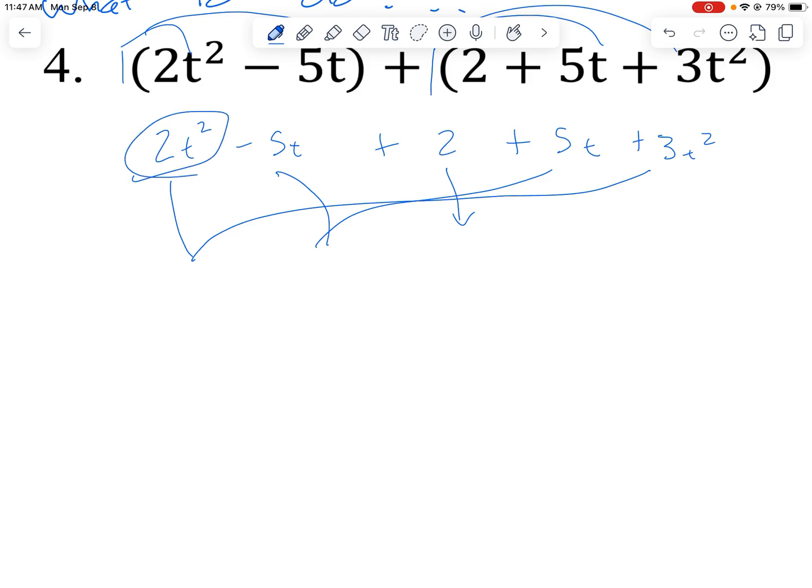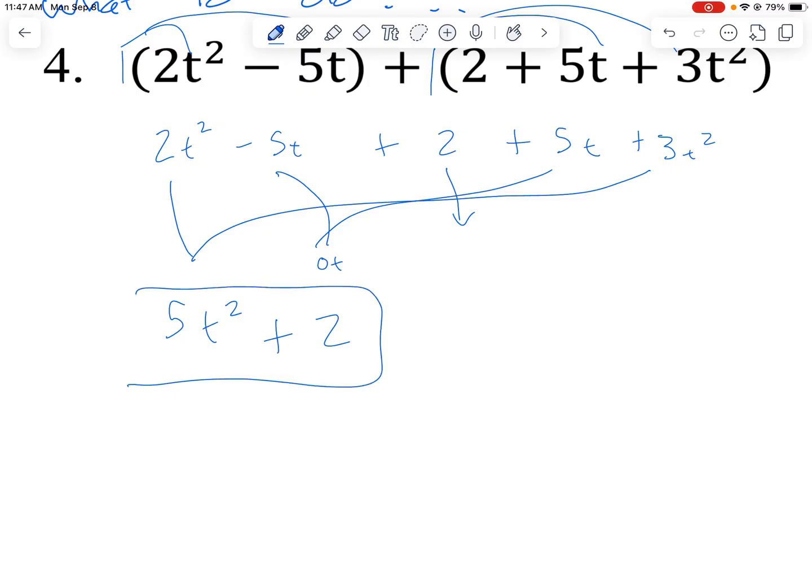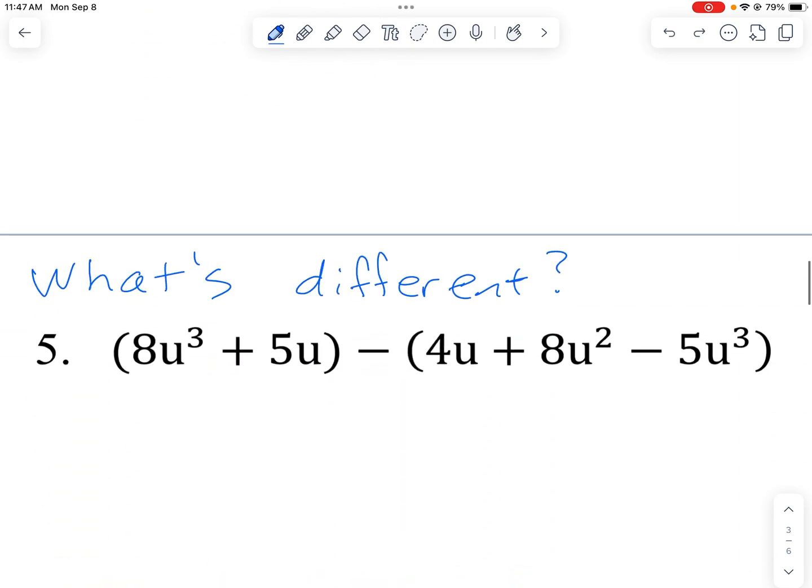So we got 2t squared plus 3t squared. That's going to give you 5t squared. We got negative 5t and positive 5t. Well, negative 5 plus 5 is 0. So we got like 0t, which is just nothing. And then we got 2, which is a positive 2 or plus 2. And so really, our expression here is going to be just 5t squared plus 2, because these 5t's here just added out. Cool.